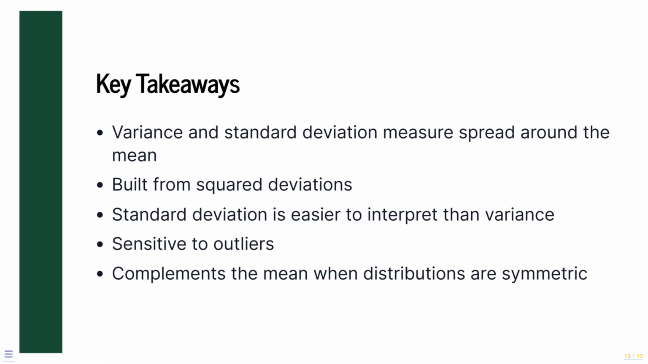Variance and standard deviation measure variability around the mean. They are built from squared deviations to prevent cancellation. Standard deviation is easier to interpret than variance, and is most useful for roughly symmetric data. Together with measures of center, they provide a complete picture of a distribution.